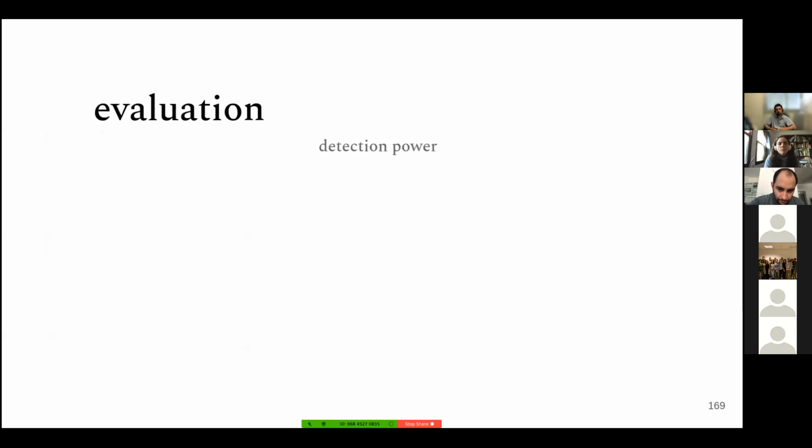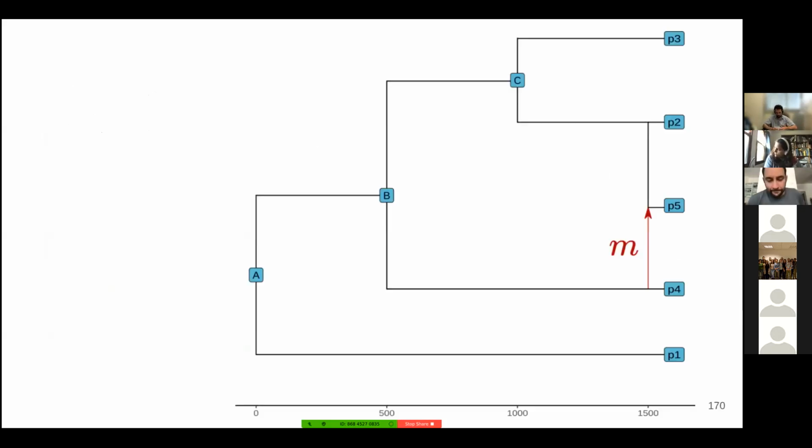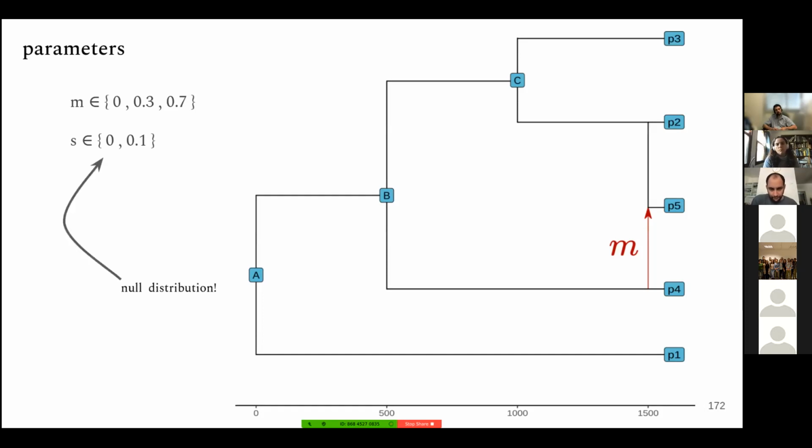So now, in the next section, with a different scenario and more replicates, I evaluated the power to detect selection using the different covariance matrices. Here we can see the topology, and in this case, the admixture coefficient is either 0, 0.3, or 0.7, and the selection coefficient is either 0 or 0.1, where S equals 0 gives us the null distribution of HFLK under the null hypothesis.